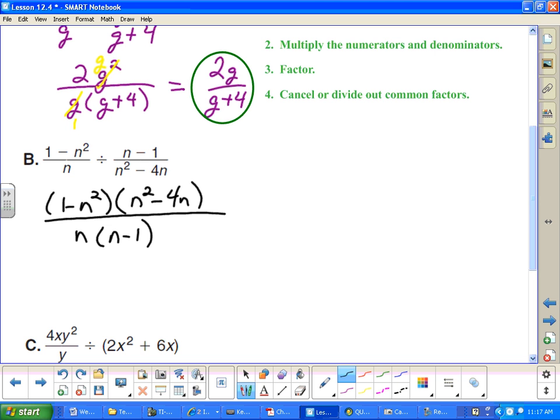Then we want to factor. Can I factor 1 minus n squared? What's that? Well, multiplying this by -1 has nothing to do with whether I can factor this or not. Can I factor this? No? 40 says I can. 40 is probably right. So what do I get if I factor that, 40?